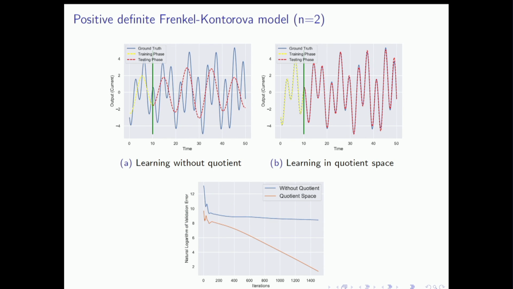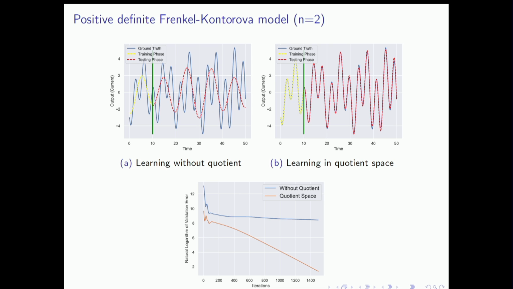Another thing I want to talk about is, because I go to the quotient space, I can learn it in the original way, but in the end I learn it in the quotient space. So what is the advantage of learning it in the quotient space? I just show you here. The left one is learning without the quotient, so you don't quotient out the symmetry, and the right is learning in the quotient space. If you run the algorithm for the same number of iterations, you will find that the left one converges way slower than the right one.